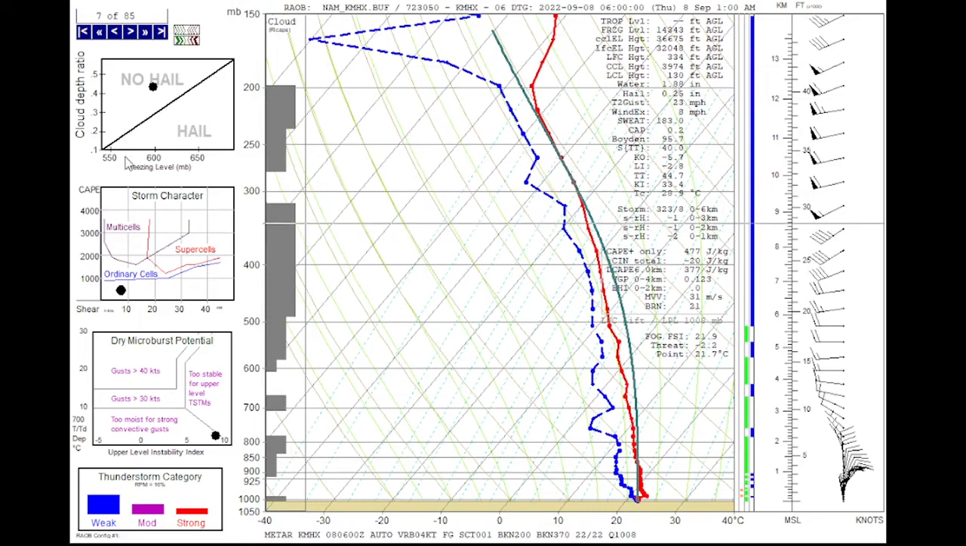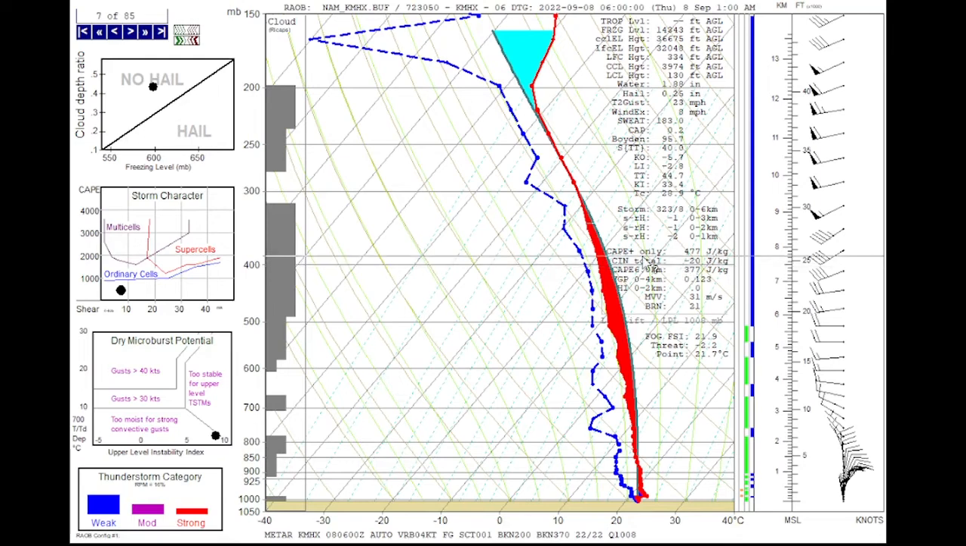Right there, it colors it in. Positive CAPE, negative CAPE, so that is our energy all down through those mid layers. Looking at the value, we got 477 joules. So we're not even close to having any kind of thunderstorms or severe weather on this.